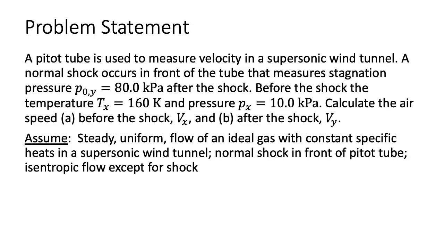For this problem, we will assume steady, uniform flow of an ideal gas with constant specific heats in a supersonic wind tunnel. Note that because there is a normal shock, we know that the wind tunnel must be operating at a supersonic velocity above Mach 1 for the shock to appear. Also, we will assume the flow is isentropic before and after the normal shock that exists just in front of the pitot tube.